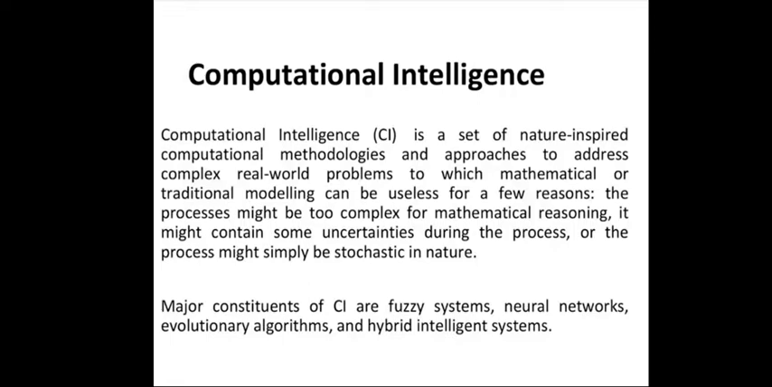The major components of computational intelligence are fuzzy systems, neural networks, evolutionary algorithms and other hybrid intelligent systems. So we can clearly say that fuzzy system is also a key agent of artificial intelligence. Artificial intelligence and computational intelligence, although these two go hand in hand, are being used interchangeably, and the fuzzy system is a key component of these two.